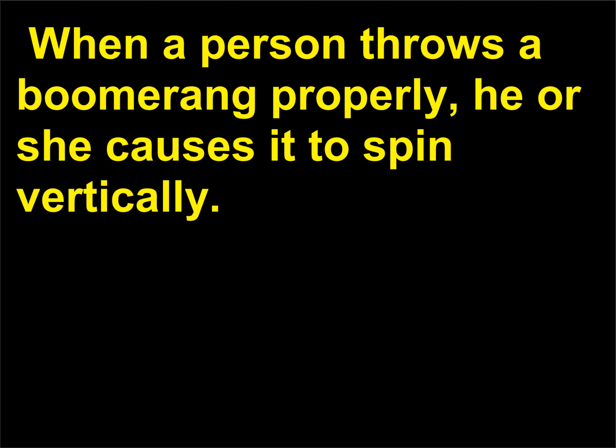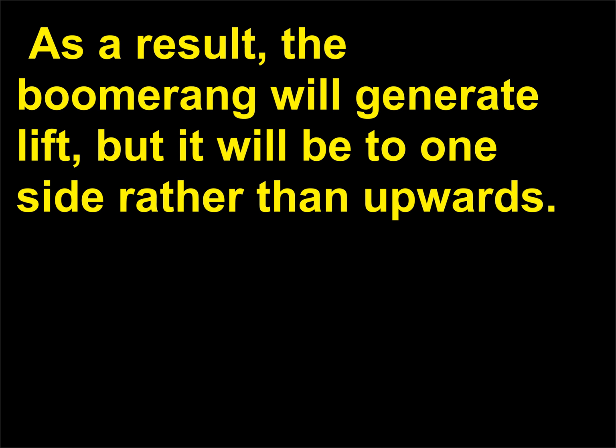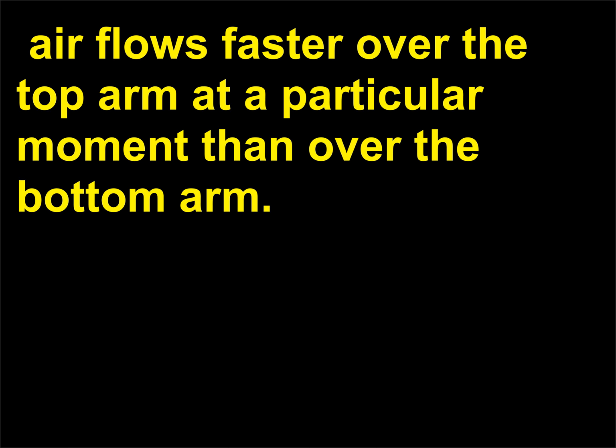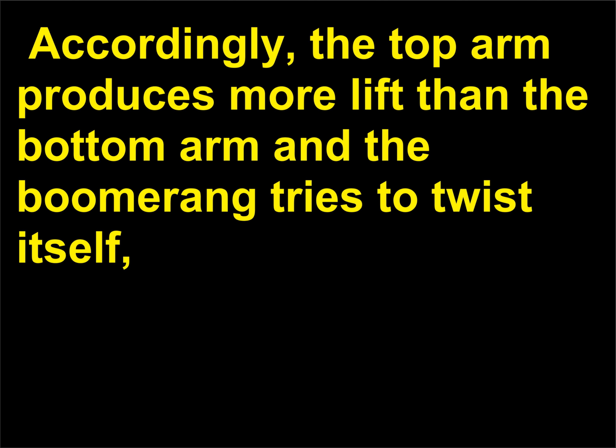When a person throws a boomerang properly, he or she causes it to spin vertically. As a result, the boomerang will generate lift, but it will be to one side rather than upwards. As the boomerang spins vertically and moves forward, air flows faster over the top arm at a particular moment than over the bottom arm. Accordingly, the top arm produces more lift than the bottom arm and the boomerang tries to twist itself.